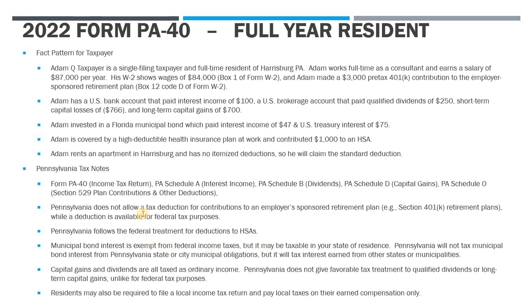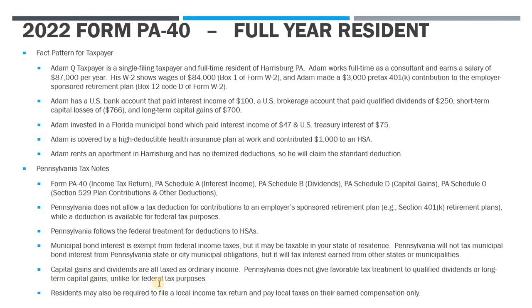Now, Pennsylvania does follow the federal treatment for HSA contributions, so there's no differences there. Some states don't follow the HSA contributions that the federal does, so Pennsylvania does agree with it there. Now, municipal bond interest. So, muni interest is exempt from federal income taxes, right? But it could be taxable in your state of residence, and so Pennsylvania won't tax municipal interest issued by Pennsylvania, the state or city or local governments, but if you have municipal bond interest from outside of the state of Pennsylvania, that will be taxed. Okay, so that's another adjustment we'll see.